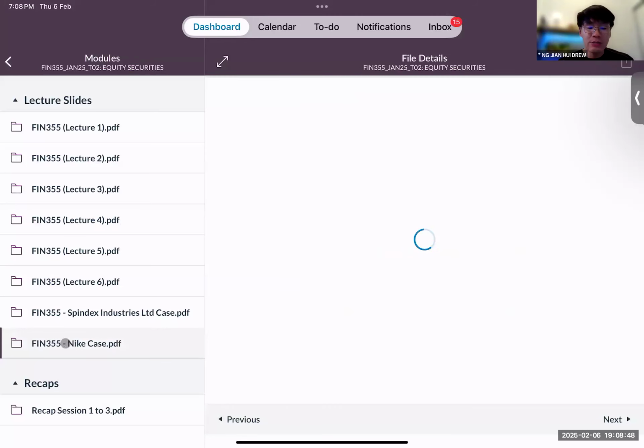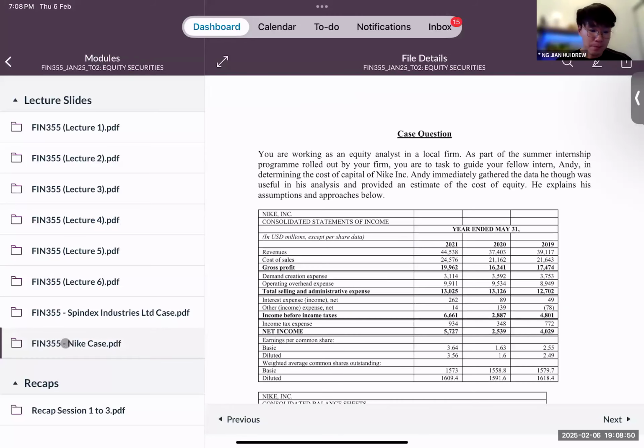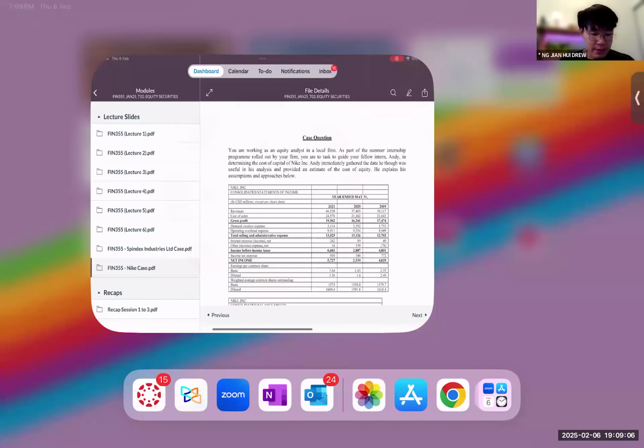For the Nike case, this will be relevant after today's lecture, so do not worry about the Nike case yet. After today's lecture, you will have enough knowledge to understand what's happening in the Nike case, and I really encourage you to have a look at it next week when we don't have a lecture. Of course, feel free to drop me an email anytime if you have any questions.